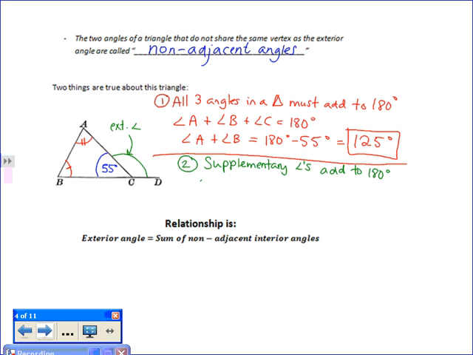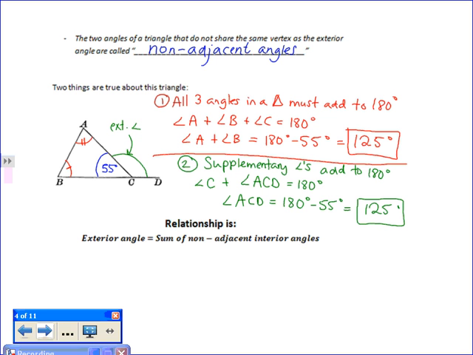So that tells me here that my angle C in my triangle plus the exterior angle, and in this case we can go ahead and call that angle ACD, that's my exterior angle, have to be equal to 180 degrees. And I know angle C is equal to 55 degrees, so angle ACD is 180 degrees minus 55 degrees, which is 125 degrees.